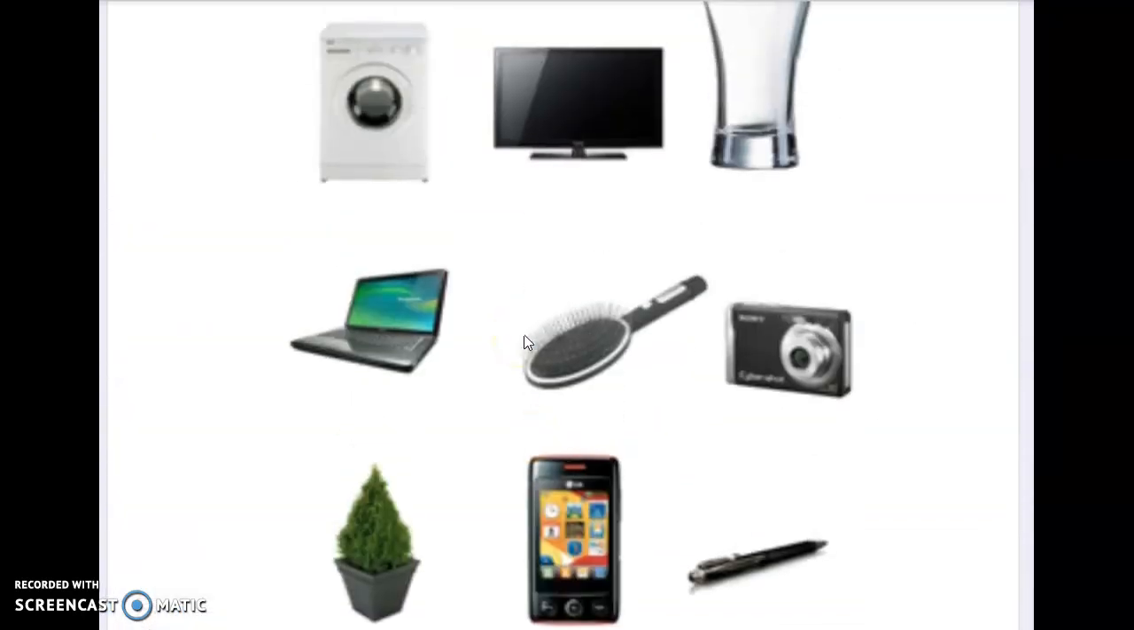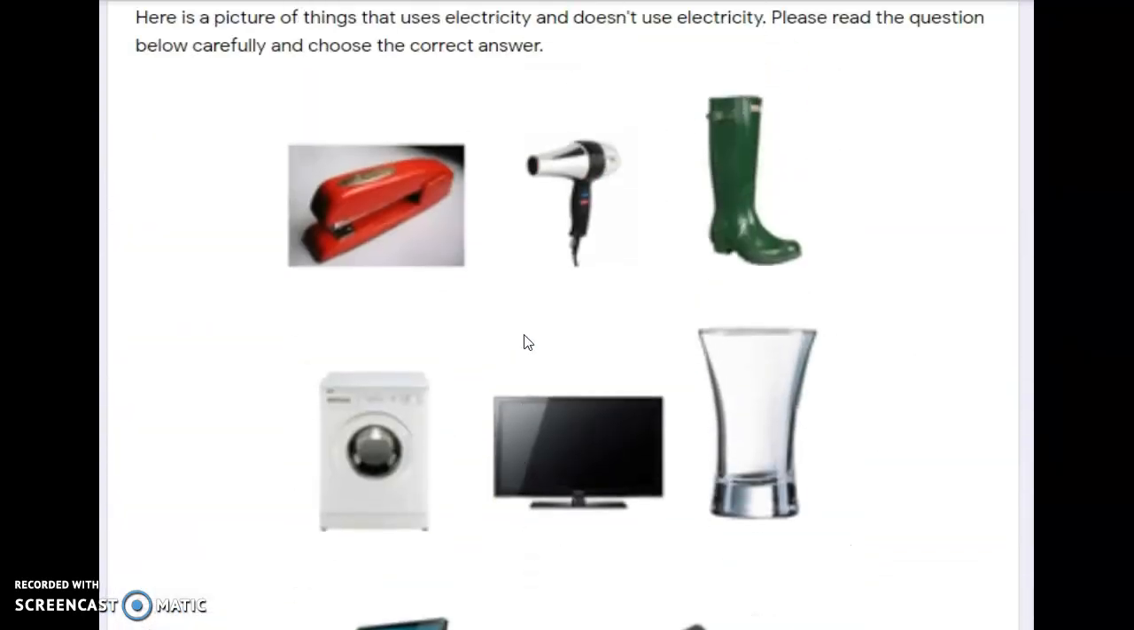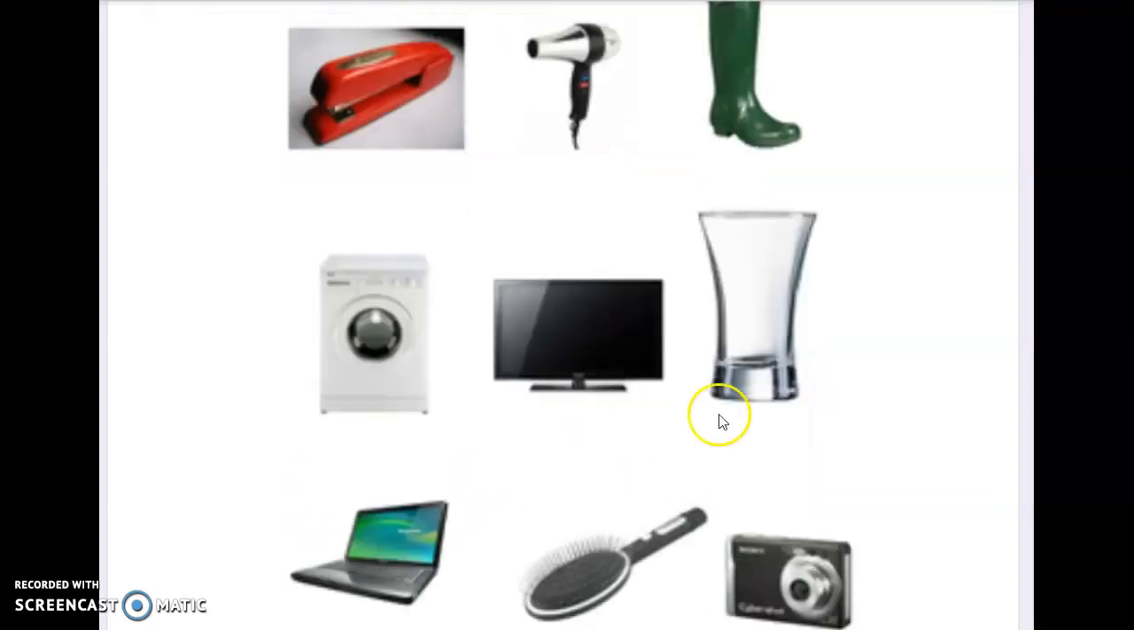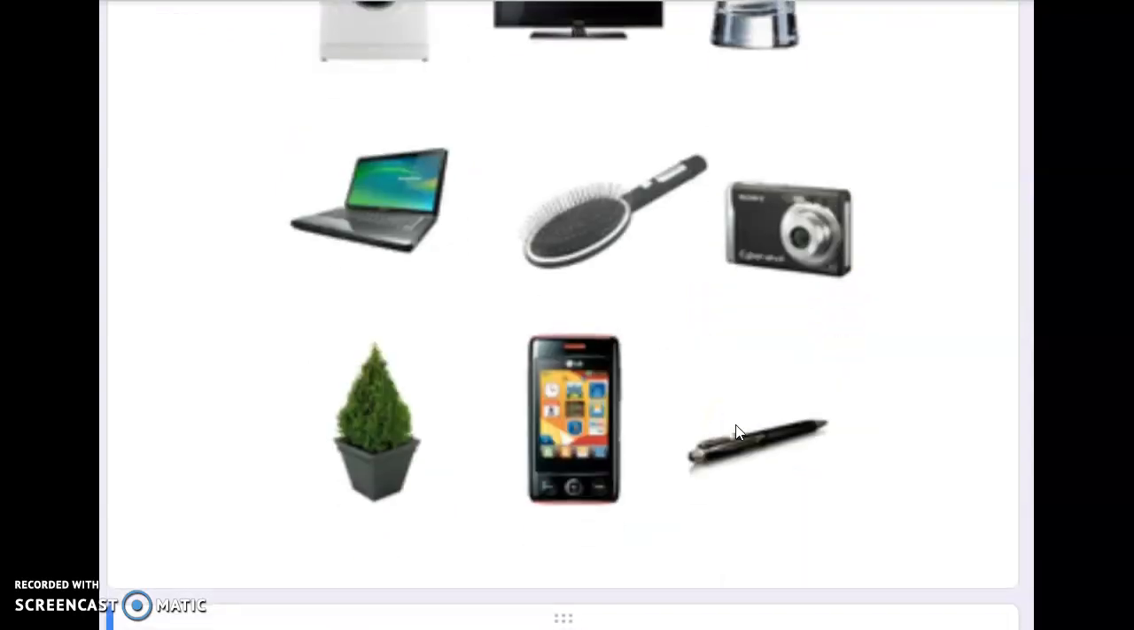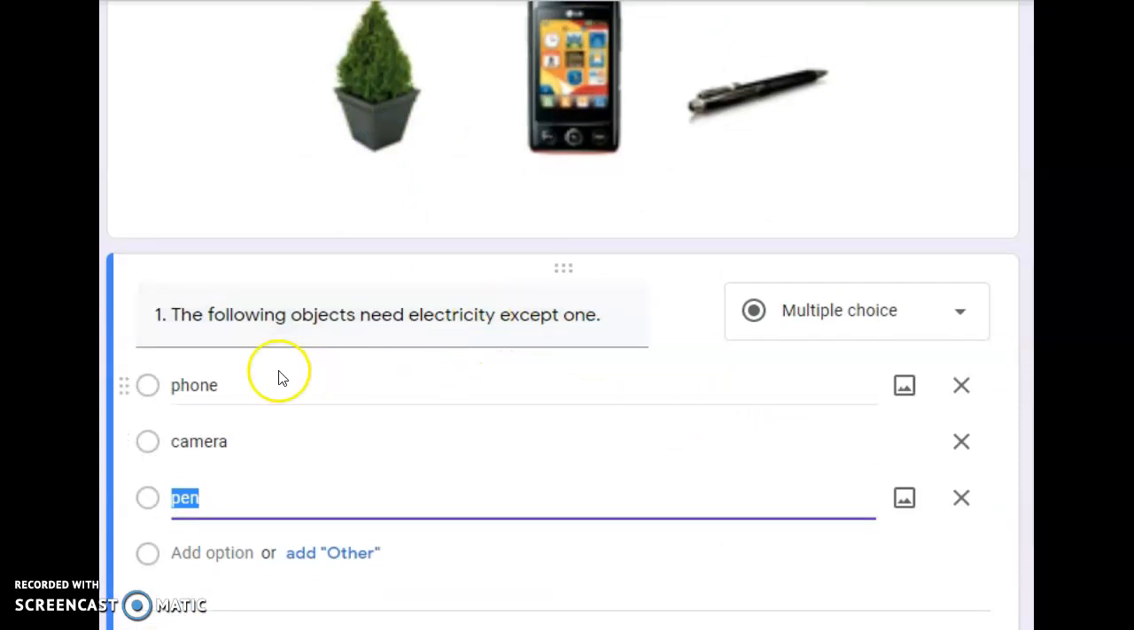Okay, so for example, the following objects need electricity or use electricity, except 1. Washing machine, TV, and glass. So which one does not use electricity? It's the glass, right? So that except means all 2 of these 3 words, except 1, meaning one of them does not use electricity.